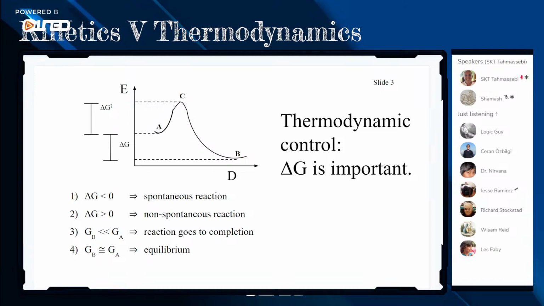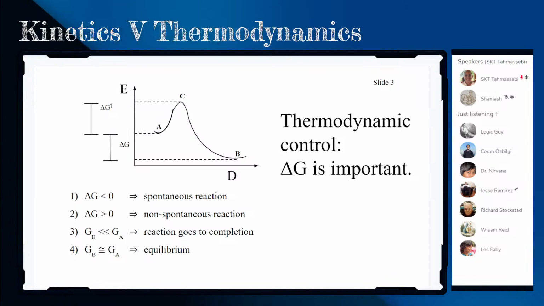That is, if you leave a piece of iron out there in the elements and you come back 100 years from now, 1,000 years from now, it is completely turned into rust. There's no more iron metal left.